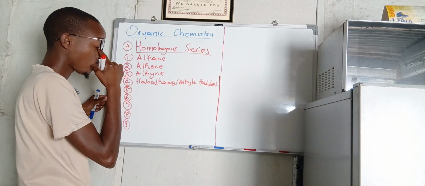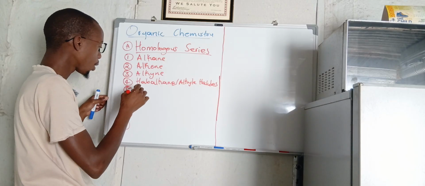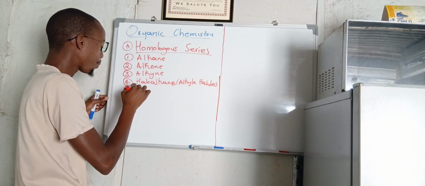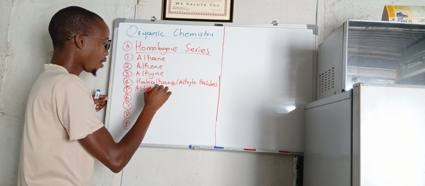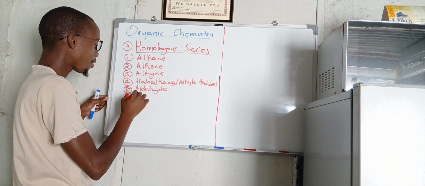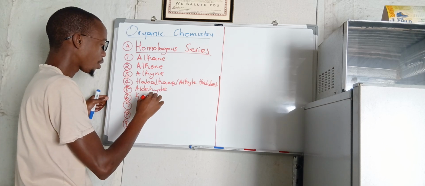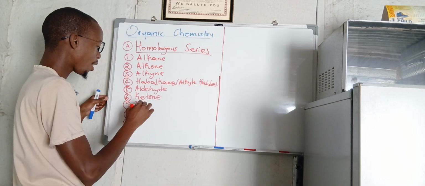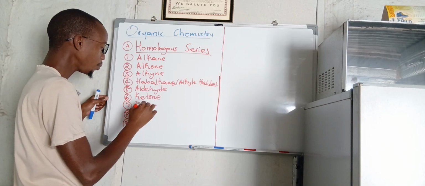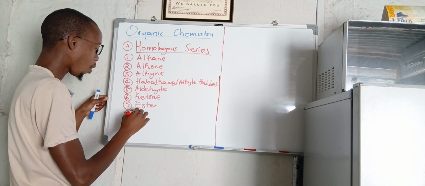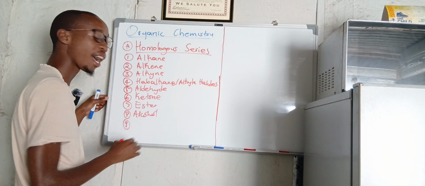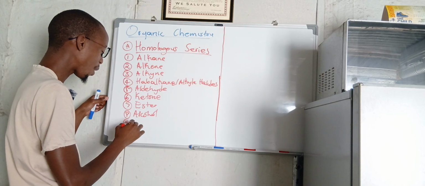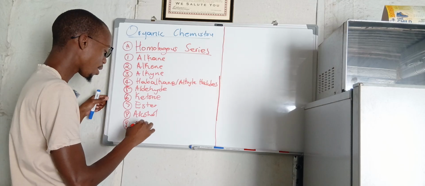And then the fifth one will be aldehyde. Then we will have here the 6th one, ketone. The 7th one will have ester. The 8th one will have alcohol, not the one that most people drink. We'll have alcohol, and then we will have the last one, carboxylic acid.